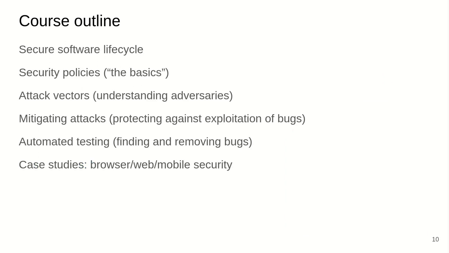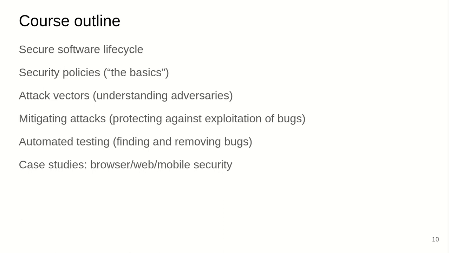Now, the outline of the course, we're going to talk about different topics. First, we're going to breeze through the secure software lifecycle, security policies, just understanding the basics. Then we're going to spend some time on attack vectors, where we will understand adversaries and where the different issues come from and how they can be exploited. Mitigating attacks is next, where we protect against the exploitation of bugs and also learn the limitations of these existing mitigations, followed by automated testing, where we try to find and remove as many bugs as possible. We'll then dive into case studies on browser, web, and mobile security.